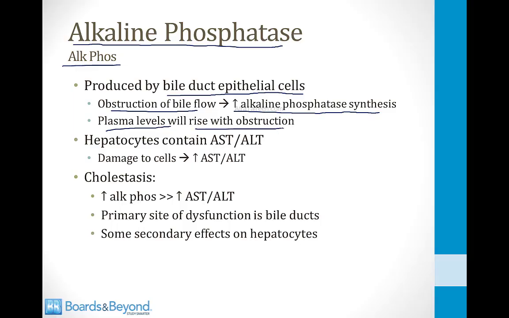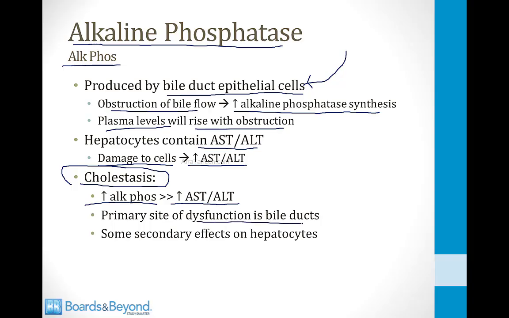Now, hepatocytes contain the enzymes AST and ALT. I talk more about these in the liver modules, and when you have damage to hepatocytes, you can see a rise in the serum levels of AST and ALT. What you need to understand is that when there is cholestasis, the primary problem is with the bile duct epithelial cells. So you will see an increase in alkaline phosphatase that is much, much greater than the increase in AST and ALT that may result from damage to hepatocytes. This is because the primary site of dysfunction is in the bile ducts. There is some secondary effect on hepatocytes, but it's not as great. Therefore, the rise in AST and ALT is much smaller than the rise in ALK-Phos.